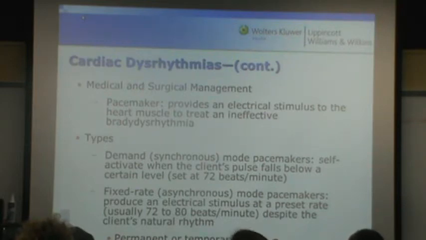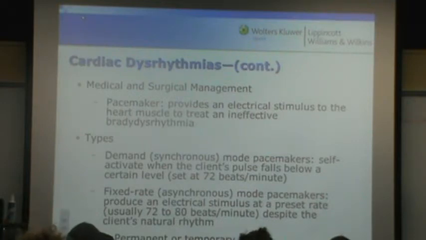All right, and then they have fixed rate pacemakers. Basically, they're set up to where they produce an electrical stimulus, and they are actually pacing the heart somewhere at 72 to 80 beats per minute, regardless of what the client's natural heart rhythm is doing. Okay? So it's pacing all the time.